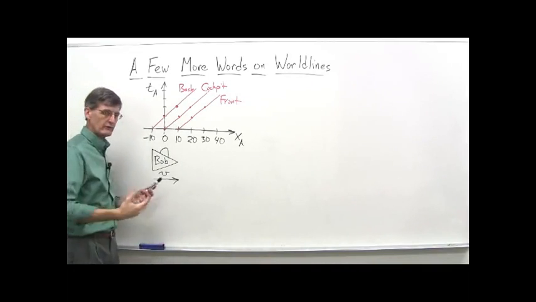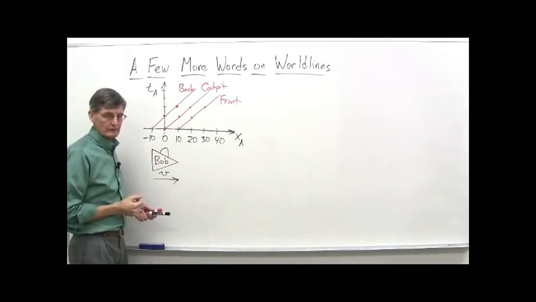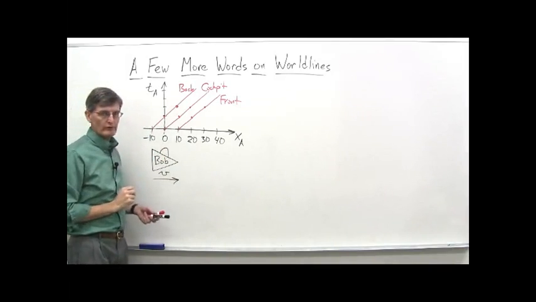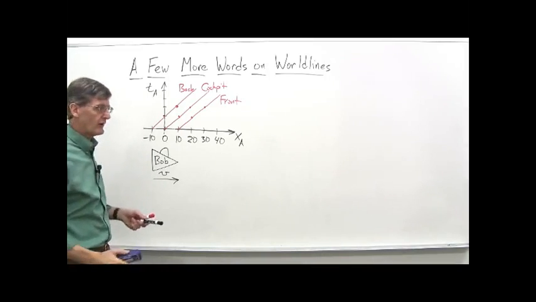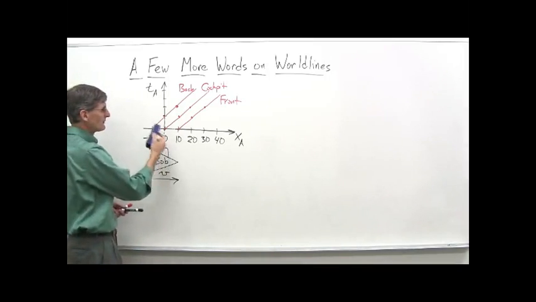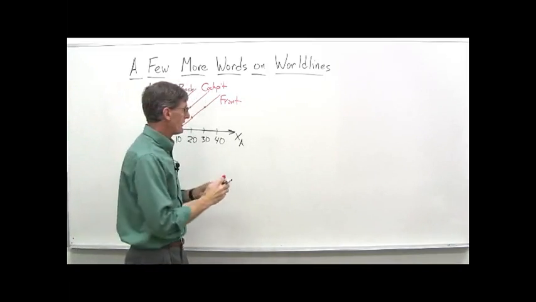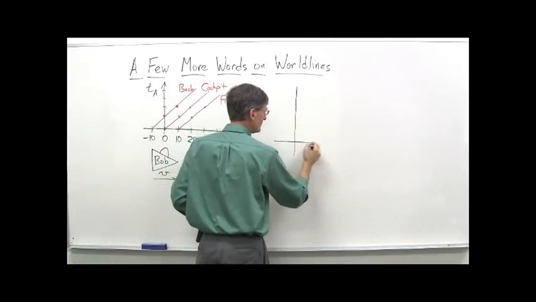As a little exercise, you might think about what if Bob was moving backwards? What would that look like? If he's moving in this direction, what would the world lines be like? I'll leave that as a little thought exercise for you. Now let's consider a second one. We'll just leave this up here. Let's do a second example of some world lines here.